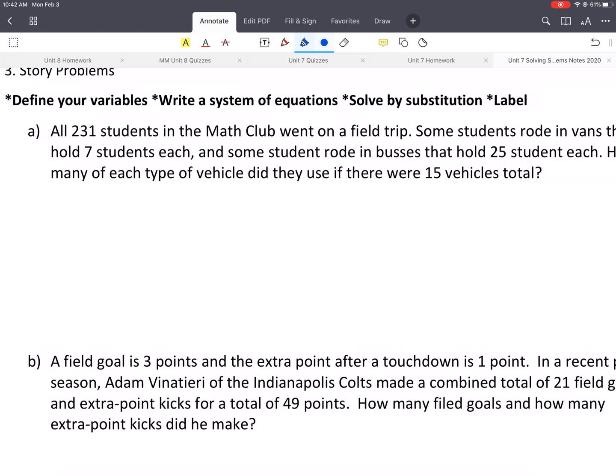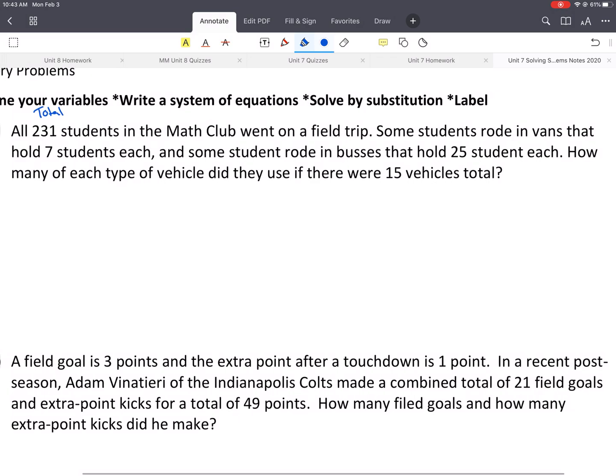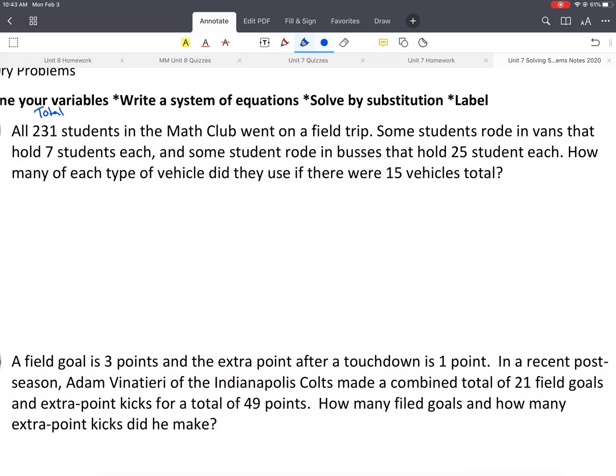So it says all 231 students in the math club went on a field trip. So this is like a total. Some students rode in vans that hold 7 students each, and some students rode on buses that hold 25 students each. How many of each type of vehicle did they use if there were 15 vehicles total?